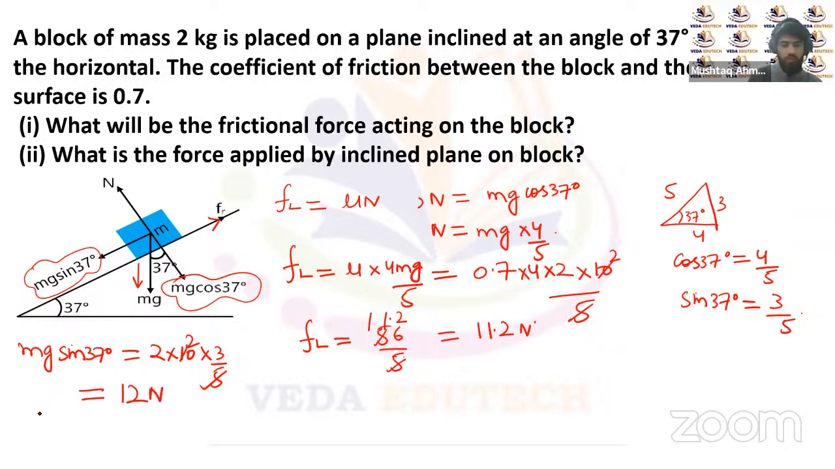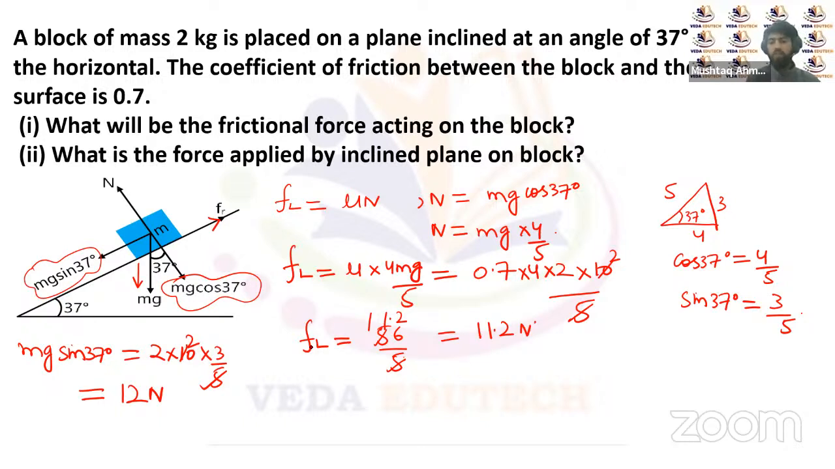That will be equal to 12 newtons, which means that if the external force is equal to 12 newtons, or we can say mg sin 37 degrees is actually greater than the limiting value of the friction here. It's greater than the limiting value of friction because mg sin 37 has a value of 12 newtons, and the limiting value of the friction has a value of 11.2 newtons, which means that the block will slide down this incline with some resultant acceleration.